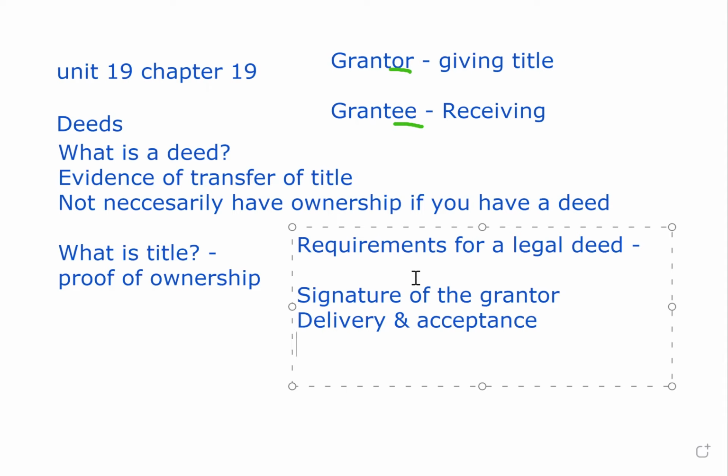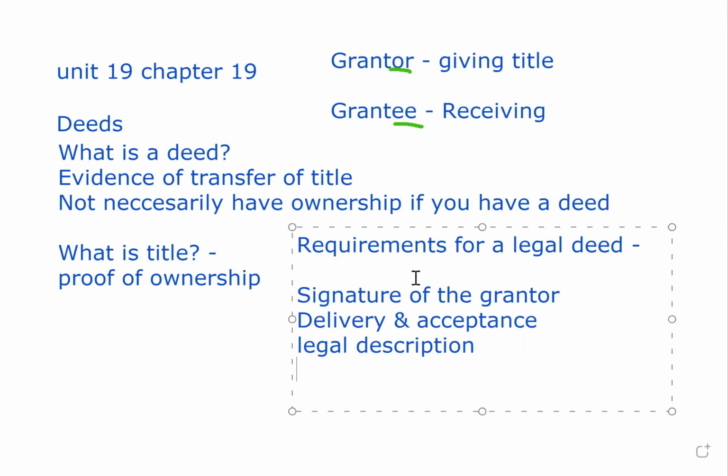Delivery and acceptance, what does that mean? Someone has given it to you and you have received it. We have to have delivery and acceptance. The next one, we need to have a legal description of the property. So you need to have some form of legal description. And there are three types of legal description. So that's our sidetrack in a little bit.